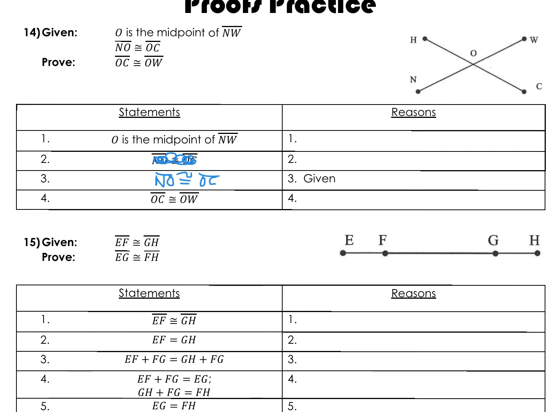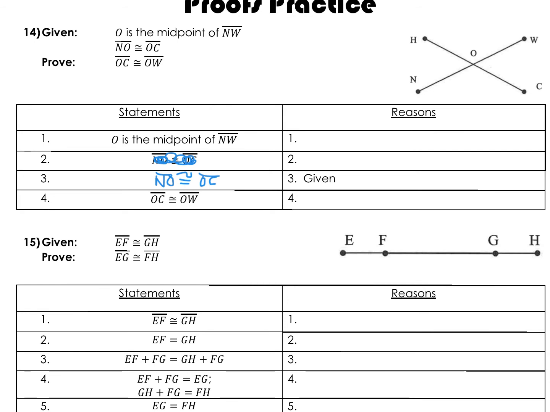Okay, so let's do some pre-proof planning. And we see here that O is the midpoint of NW. So here's N to W, right? And there's O. So, and then we also have this little tidbit that segment NO is congruent to segment OC. So I'm going to state those.